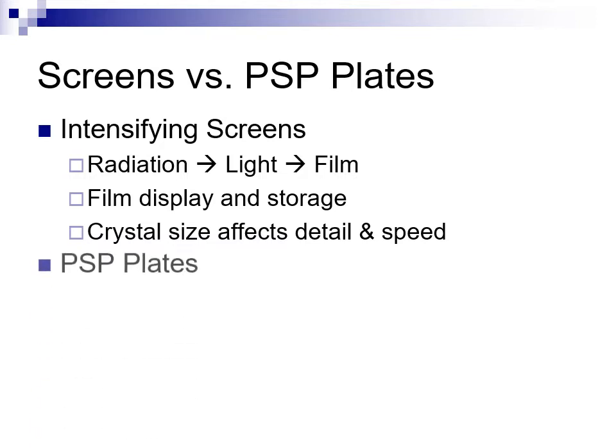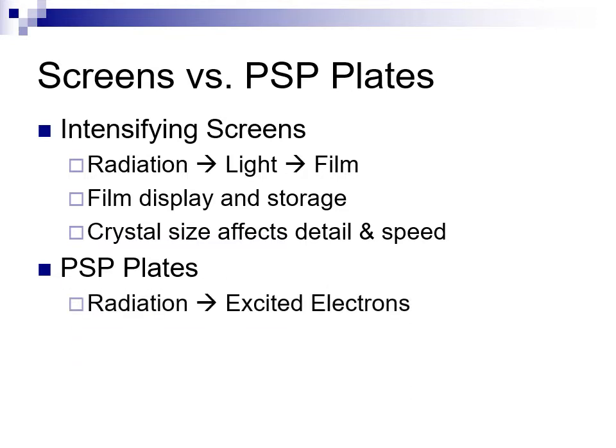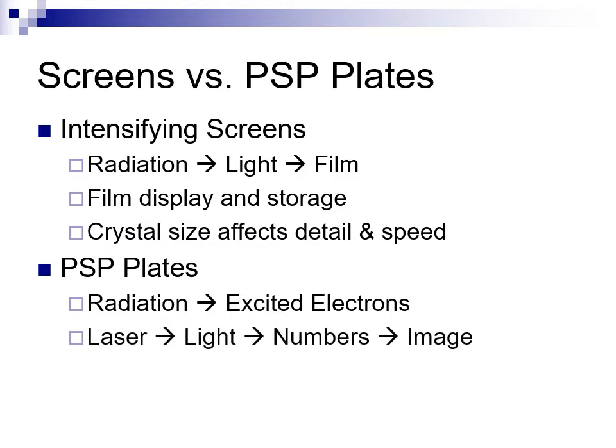While similar to intensifying screens, PSP plates have a significant difference. When X-rays strike the phosphor layer of the PSP plate, their effect is temporarily stored by the plate as a virtual or latent image. The plate is then scanned with an infrared laser, and the light emitted by the plate is proportional to the amount of X-ray energy striking that area of the pixel. The amount of light emitted by the pixel is translated into a binary number, and that number is sent to the computer for display and archival storage.